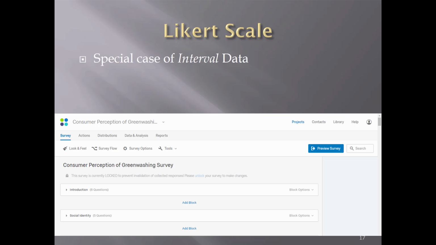And there's also a special case of interval data, which is called the Likert scale. And I'm going to give a demonstration using Qualtrics.